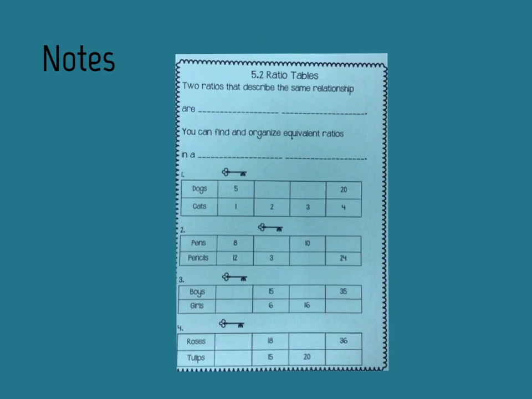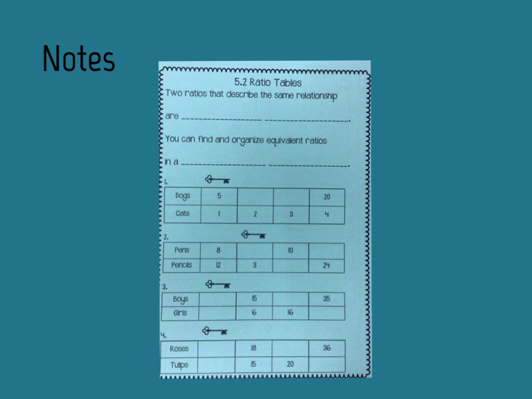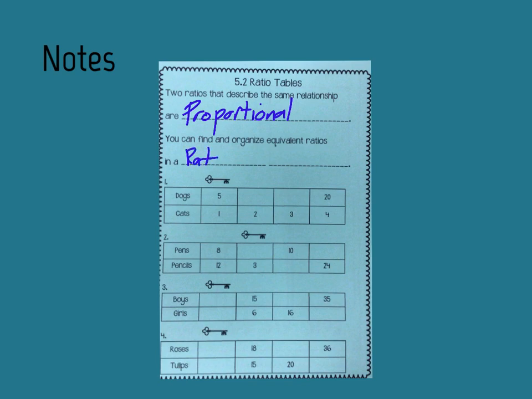Let's do this. 2 ratios that describe the same relationship are proportional. You can find and organize equivalent ratios in a ratio table.